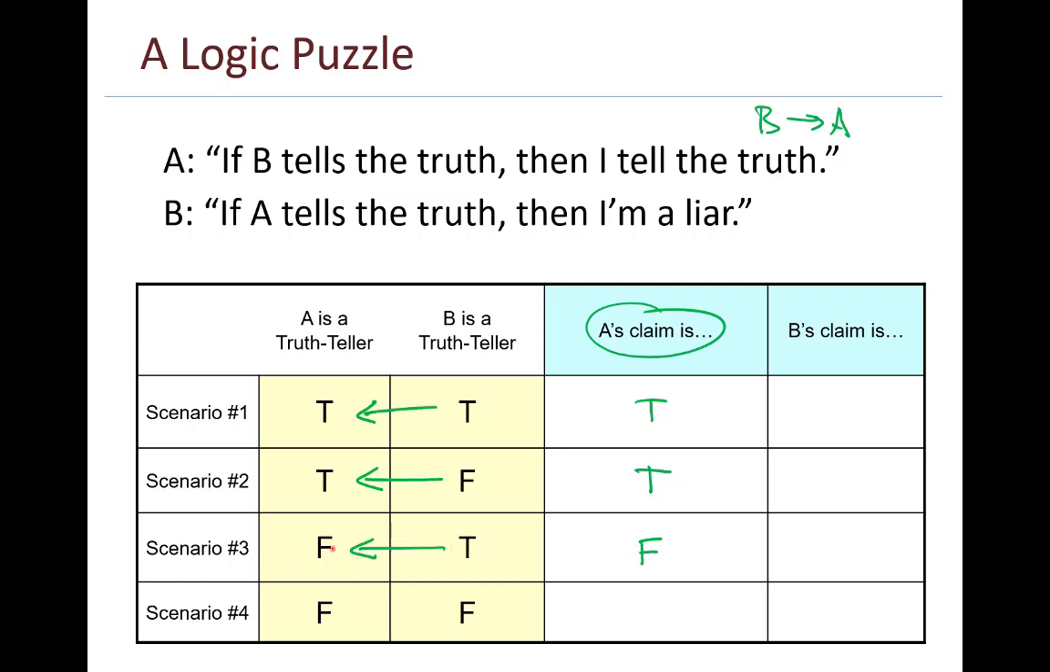Oh, and just to see, let's compare that with A's statement. A says, if B tells the truth, then I tell the truth. But this situation has B telling the truth and A being a liar, so that can't hold. And then finally, false implies false. That is a true statement.